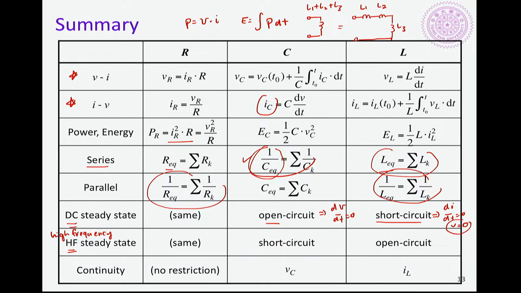Continuity for a resistor. For a resistor, we don't have any restriction on continuity, so its voltage or current can change instantaneously at any time. I mean, it can change abruptly.